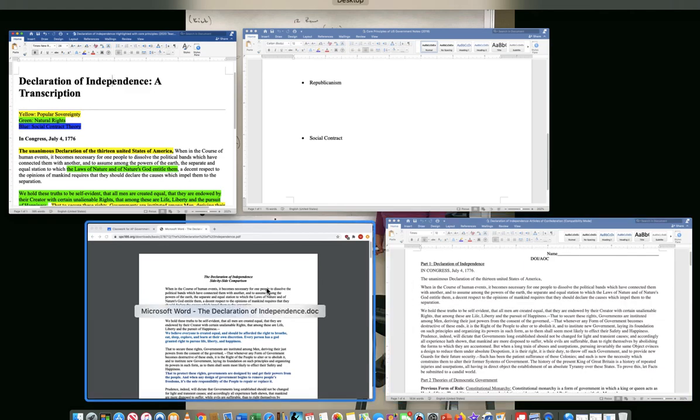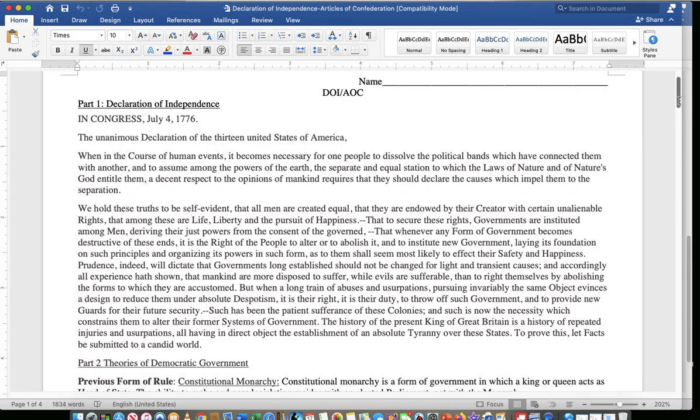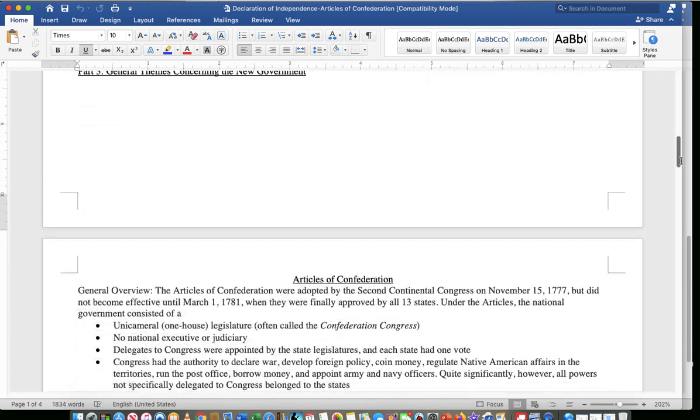And don't forget, if you have trouble reading these documents, you want to type in Declaration of Independence Simplified or whatever. That's a skill. Now, I'm going to move on to the Articles of Confederation. I'll let you read these on your own. You can go right there.